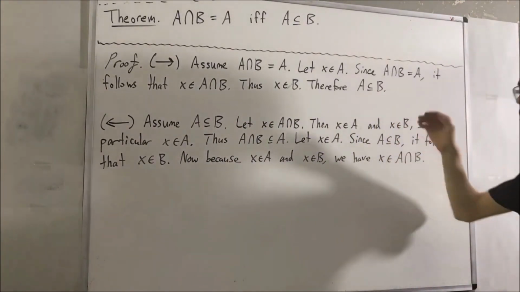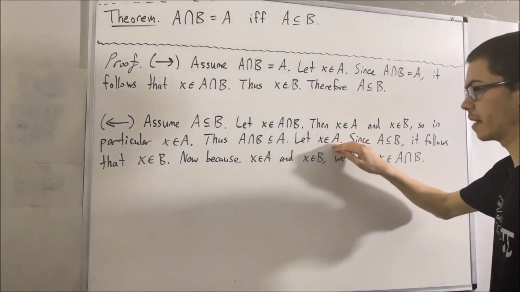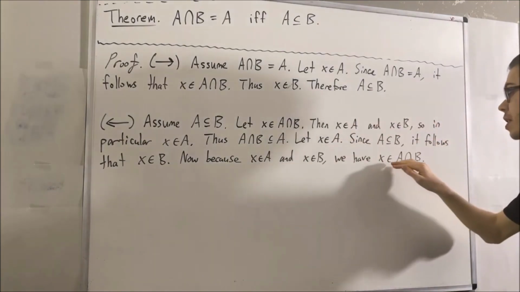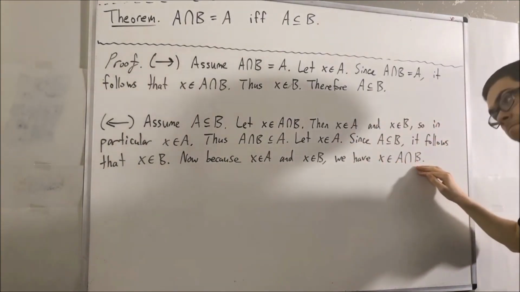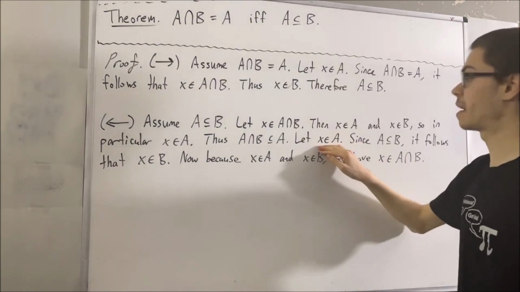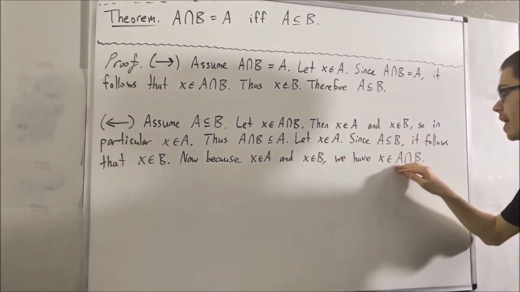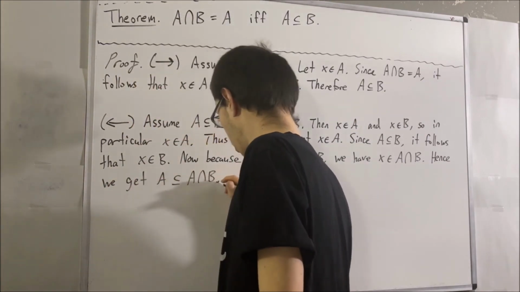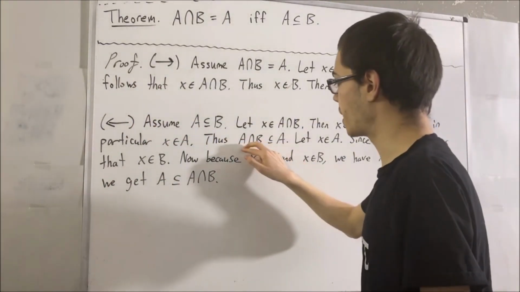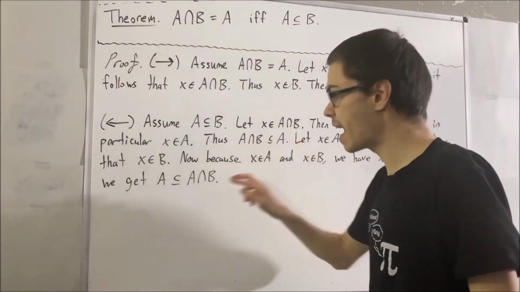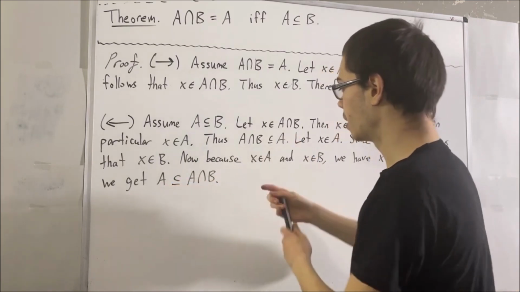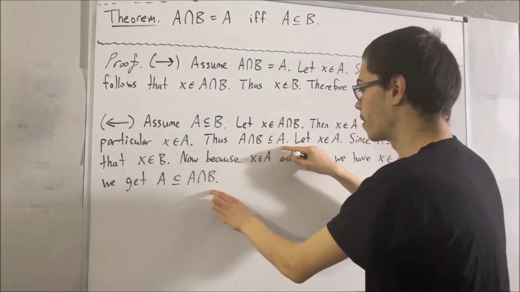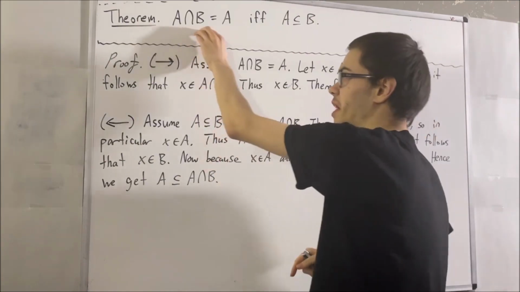So notice, we started with an arbitrary element of A, and we showed that same element is also in A intersect B. Since X was arbitrary, that means everything in A is also in A intersect B. So we have shown that A intersect B is a subset of A, and A is a subset of A intersect B. These two facts together amount to saying that the two sets are equal.